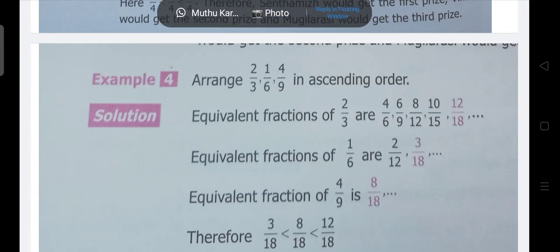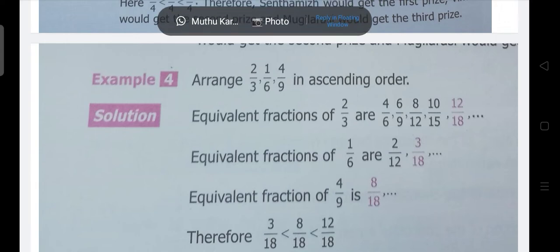Just finding the equivalent fractions, that is making the denominators same. Making the denominator same means finding the equivalent fractions. See, 2/3's equivalent fractions are 4/6, 6/9, 8/12, 10/15 and 12/18. Here 12/18, you stop there. Equivalent fractions of 1/6 are 2/12, 3/18. Denominator same means you can stop there itself.